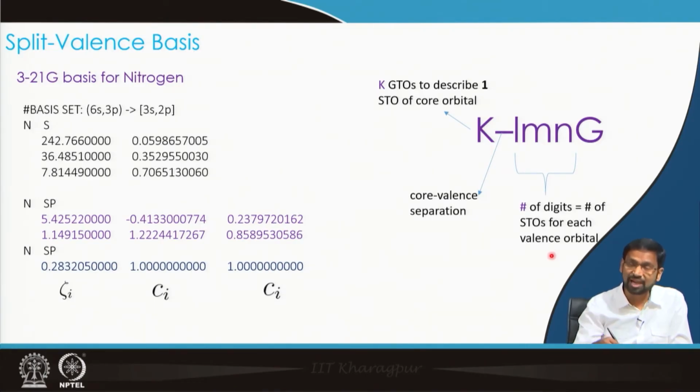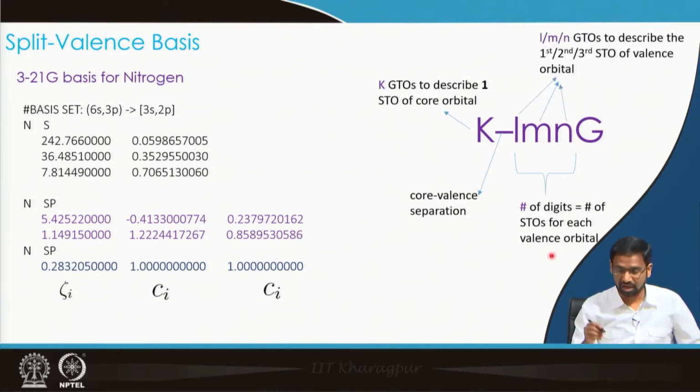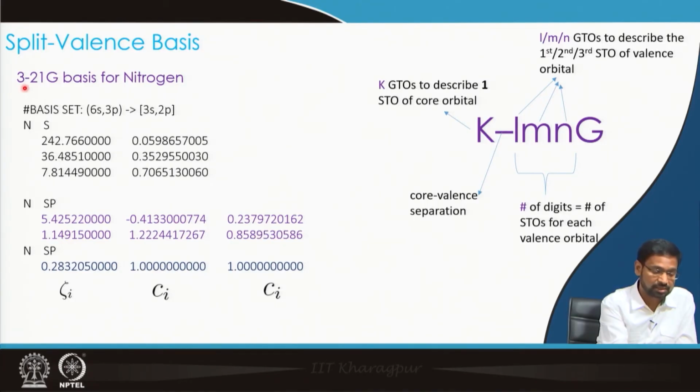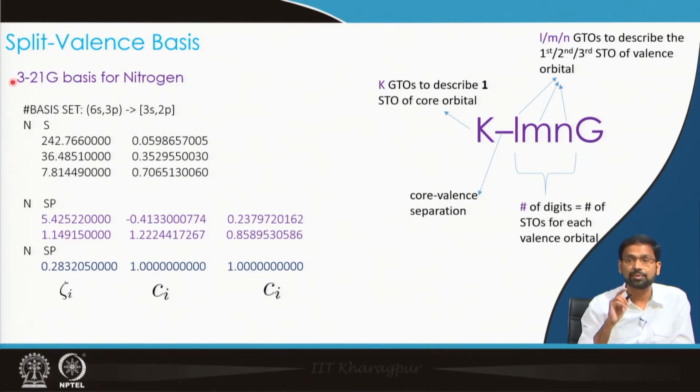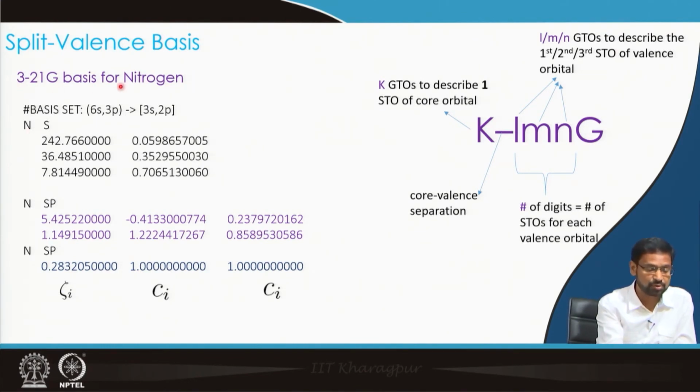The explicit value of the digits, that is the value of L or M or N, tells me how many GTOs, or how many Gaussian functions, I am taking to describe those Slater type orbitals. Now, for example, consider this 3, 2, 1 G. The first digit is 3, that means I am taking the 1s, the core orbital. In this case, I am talking about nitrogen. So, nitrogen's 1s orbital is being expressed in terms of 1 Slater type orbital, but this Slater type orbital is expressed in terms of 3 Gaussian functions.